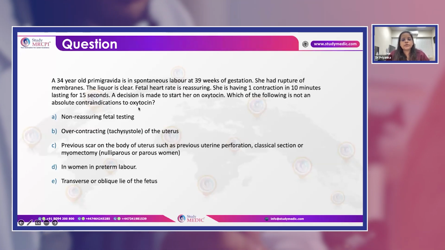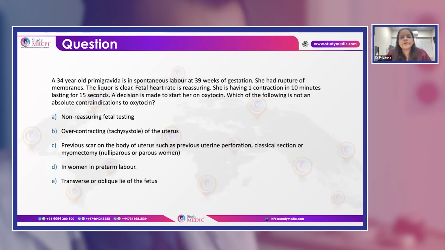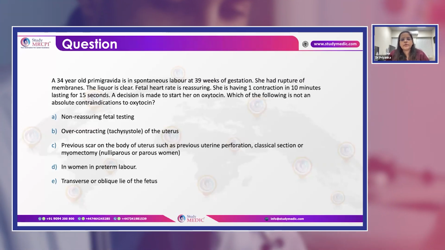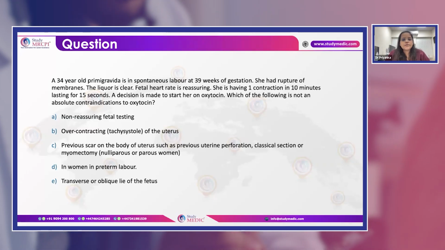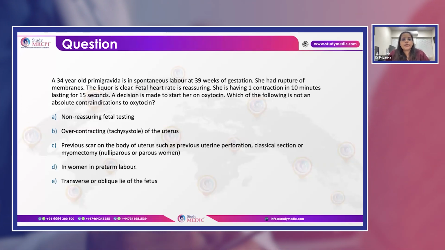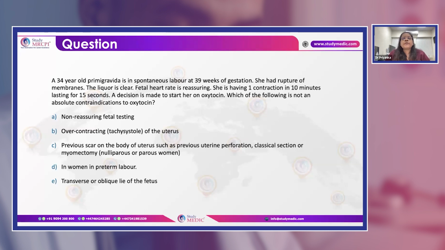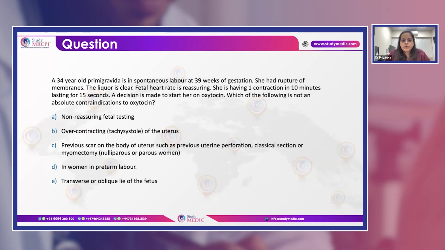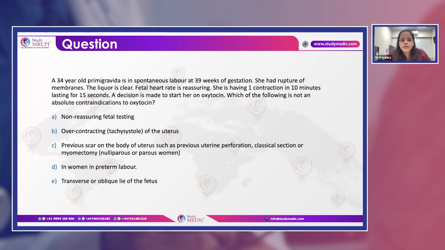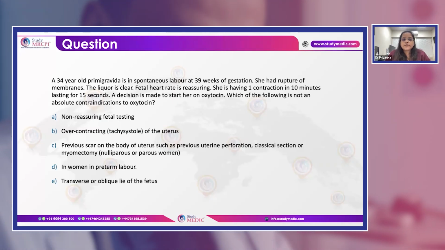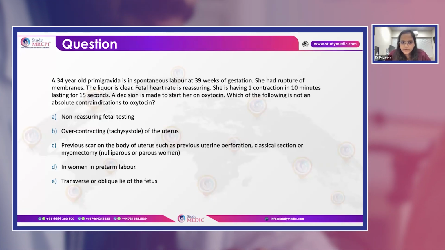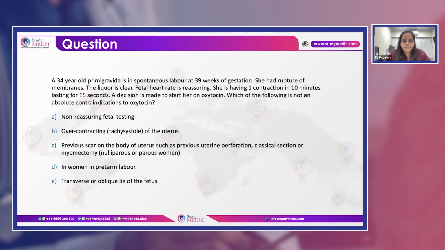So she is otherwise low risk. She is 39 weeks full term and she had spontaneous rupture of membranes. The fetal heart rate CTG is normal, but she is having inadequate contractions and we now want to start her on oxytocin. So which is not an absolute contraindication? So the others are all absolute contraindications, but we have to select which is not.